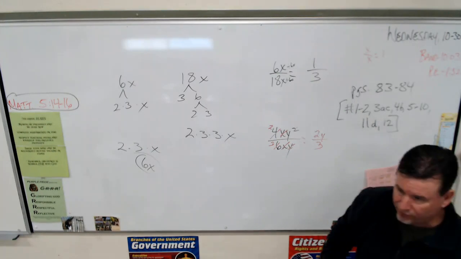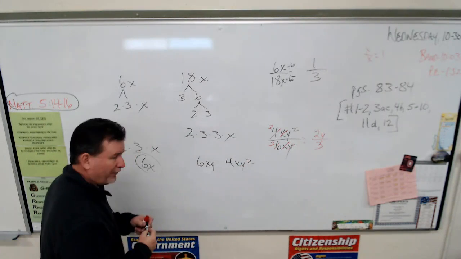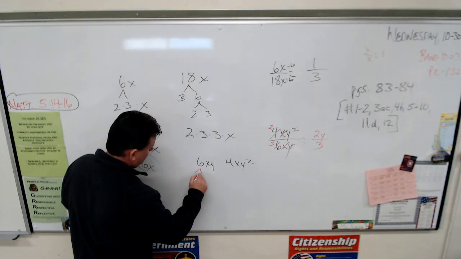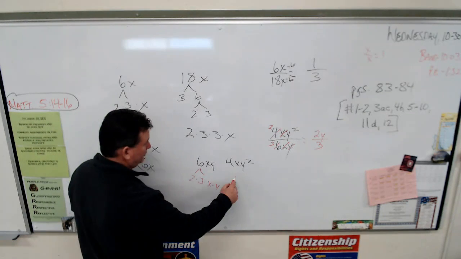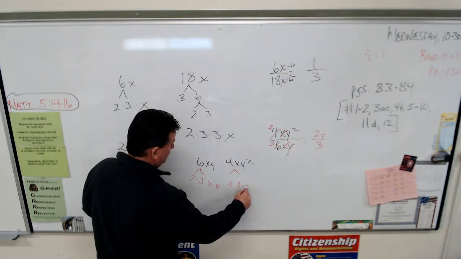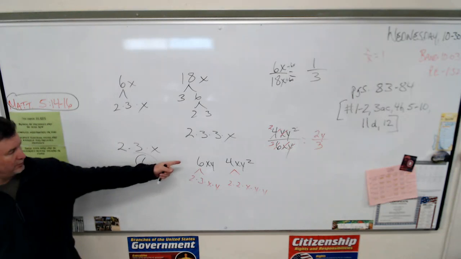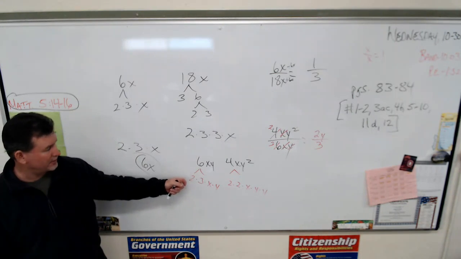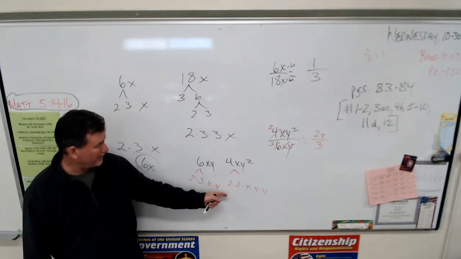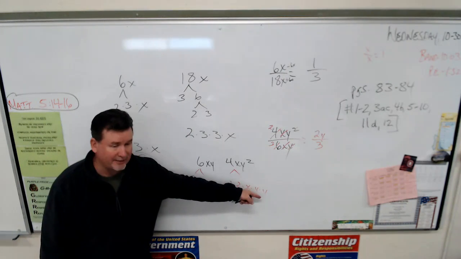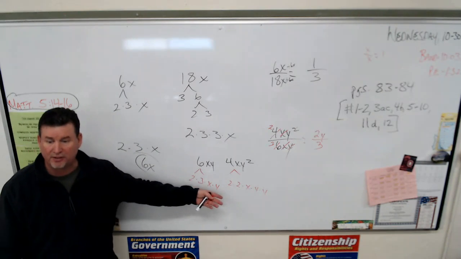We got 6xy and 4xy squared. If I factor that out, I get 2 times 3 times x times y. If I factor this one out, I get 2 times 2 times x times y times y. 2 times 3, prime factors for 6, times x times y. With me? Yeah. 2 times 2 is the prime factors for 4, times x times y, because there's 2 y's.